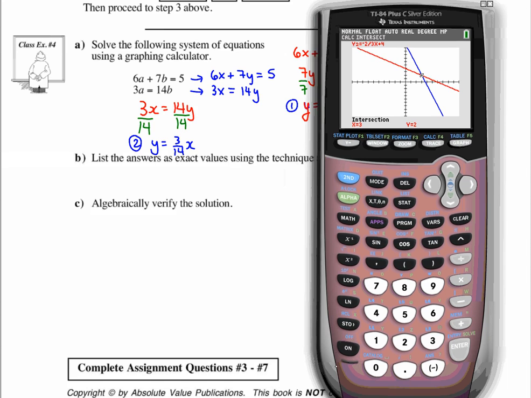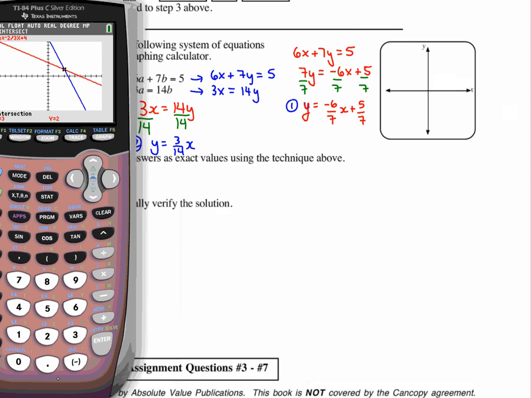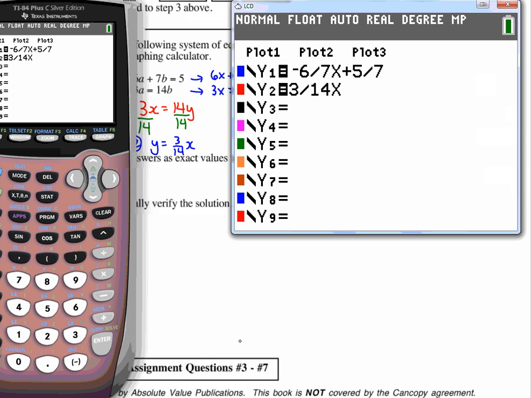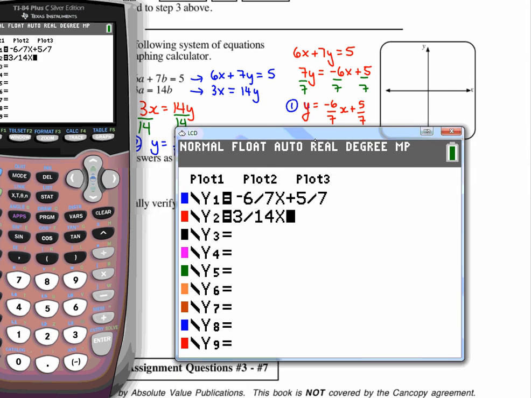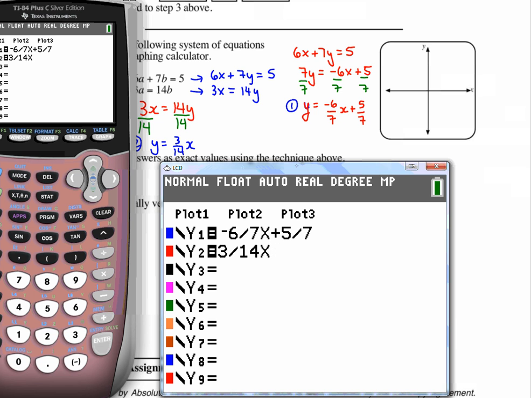Let's do the 1 for now. Go to y equals. It doesn't matter which is y1 and which is y2. Negative 6 over 7. Make sure you use the negative symbol, not the minus, if you're subtracting something. Oh, and don't forget x. 5 over 7. And this one, 3 over 14x. Okay. Then push graph.